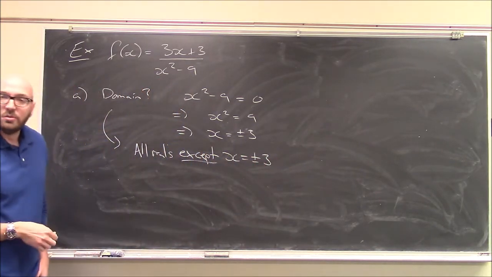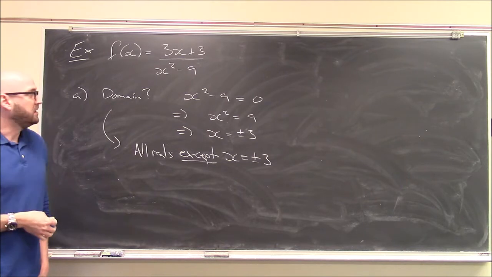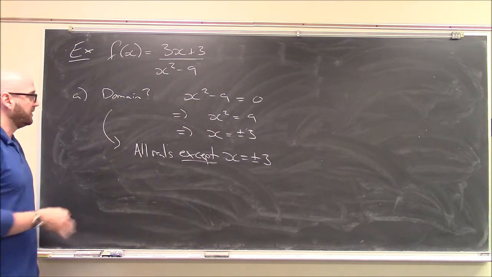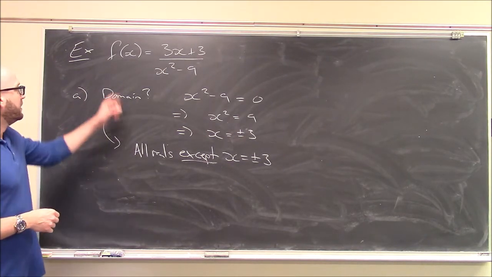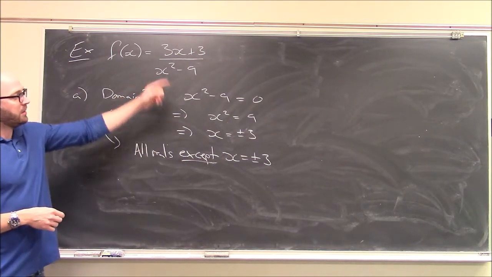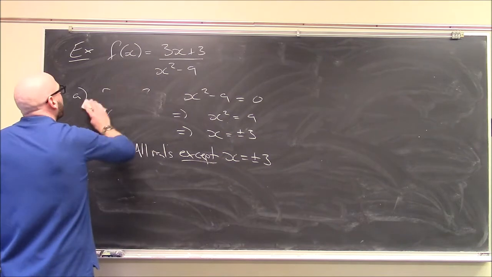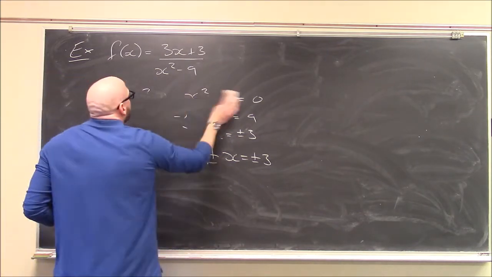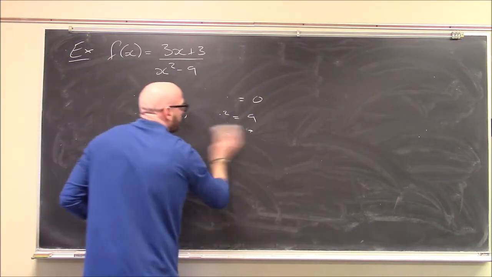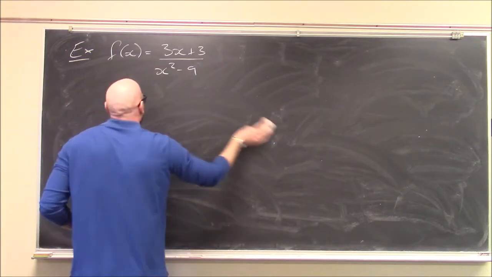As we always do with domains, we just want to avoid dividing by 0 and square roots of negative numbers if they exist, which they don't here. But the domain is going to be all reals except where we divide by 0. So all reals except plus or minus 3. We'll do a little bit more analysis on this.